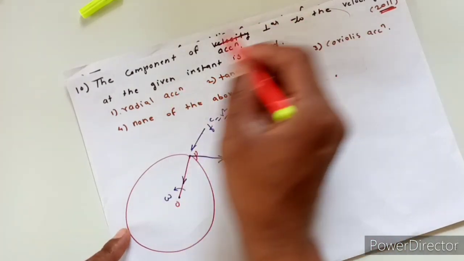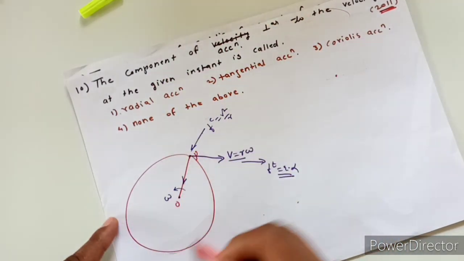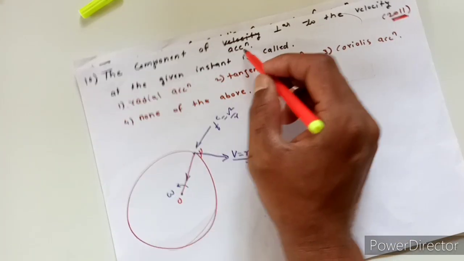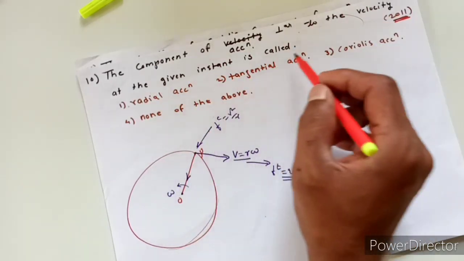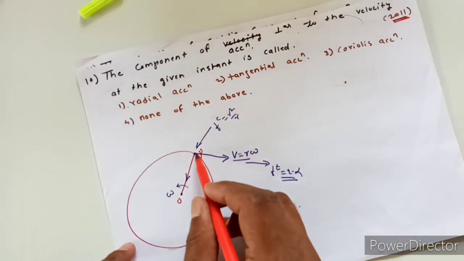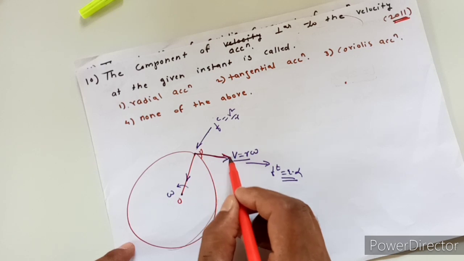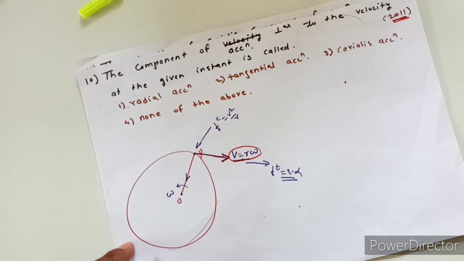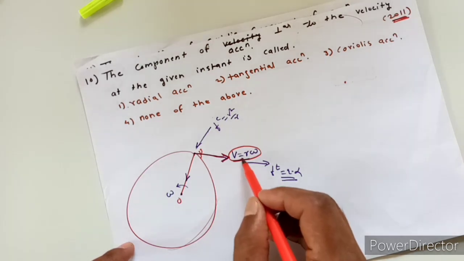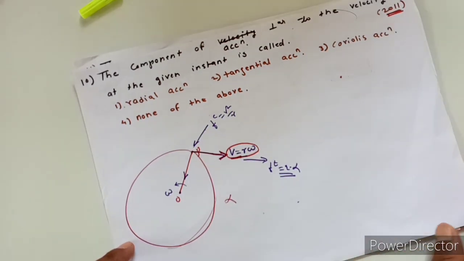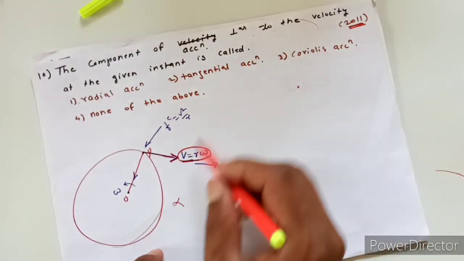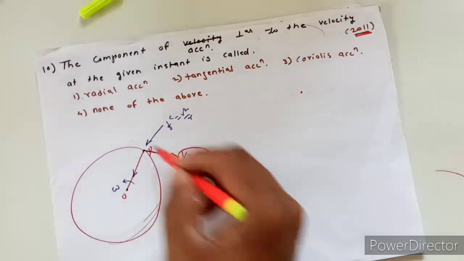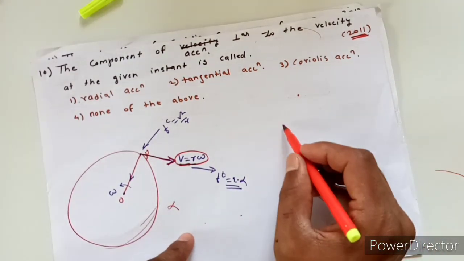Now nothing is mentioned in the problem whether the particle is a rotating particle or it is moving along a linear path. The component of acceleration perpendicular to the velocity at the given instant is called. Which velocity? They have not specified whether to consider this linear tangential velocity. So we will not take this, because they have not specified in the problem whether the velocity is linear tangential velocity or the particle is rotating. So we will assume pure linear motion.